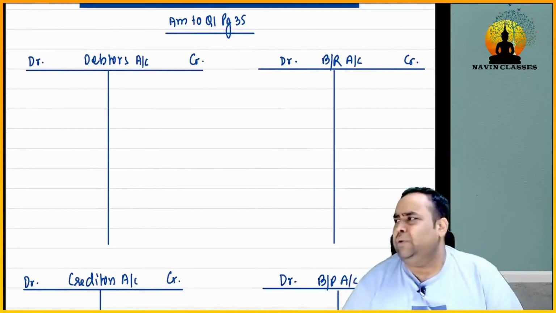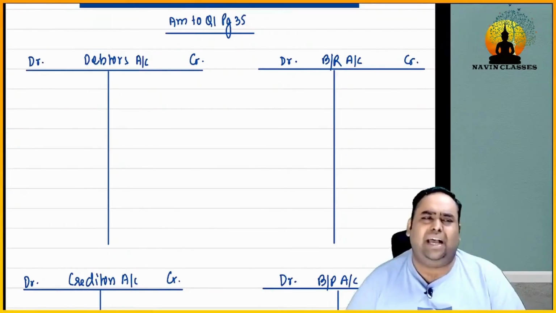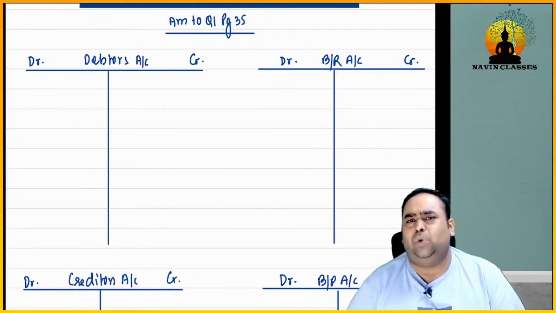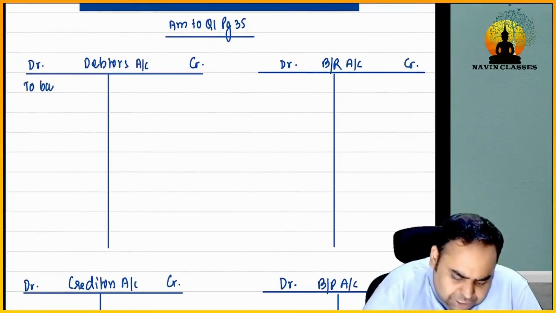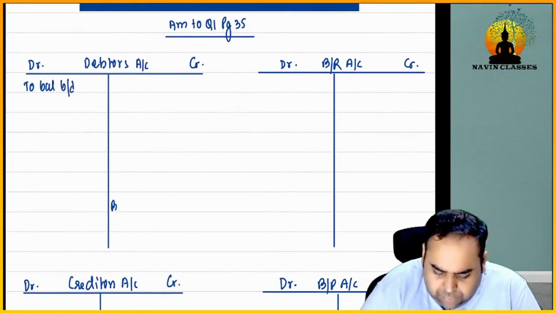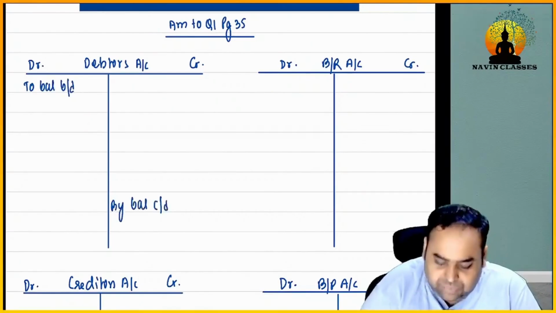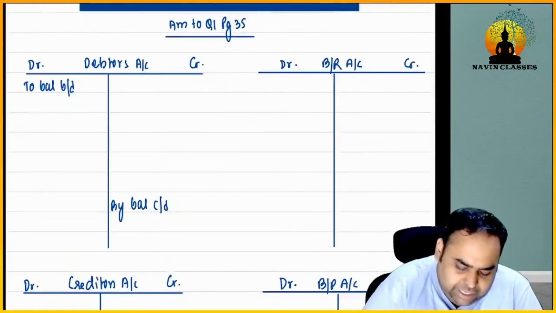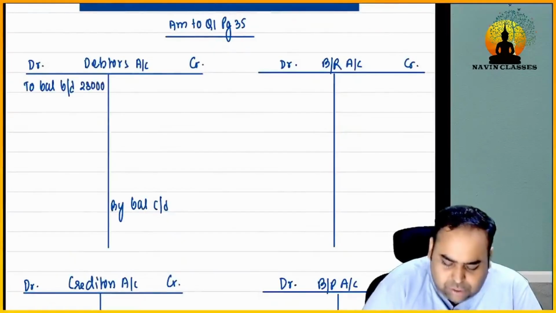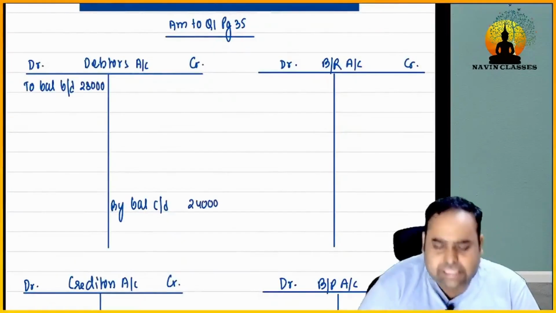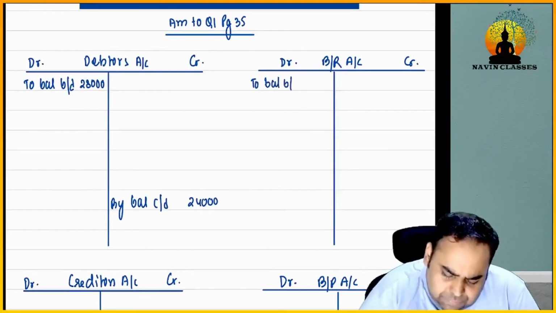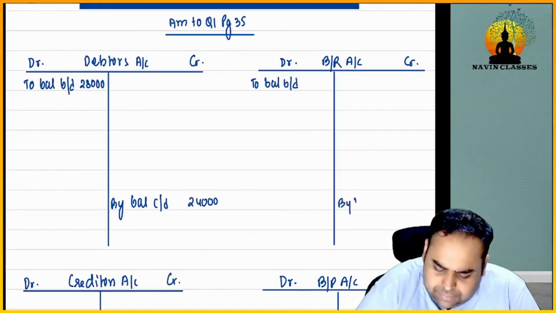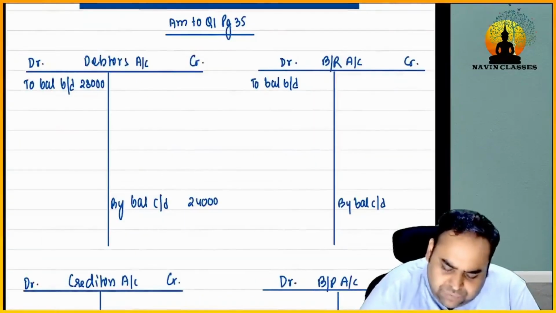We can write opening and closing balance as the debtor is an asset and the asset has debit balance. So opening will be to balance b/d and closing will be by balance c/d. So I'm writing here to balance b/d and here I am writing by balance c/d. The opening balance of the debtor is 28. Closing balance is 24. And similarly bills receivable is also an asset. To balance b/d, by balance c/d. Opening balance is 14 and the closing balance is 15.